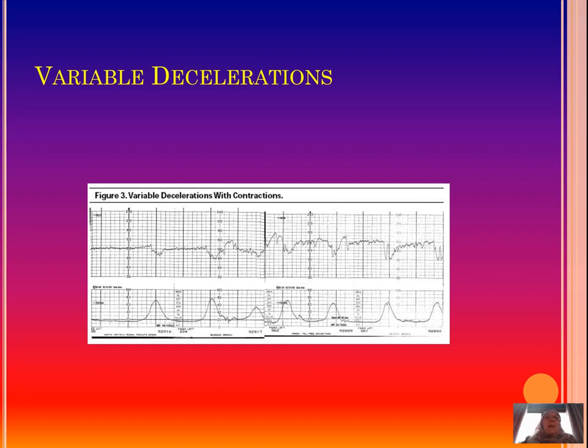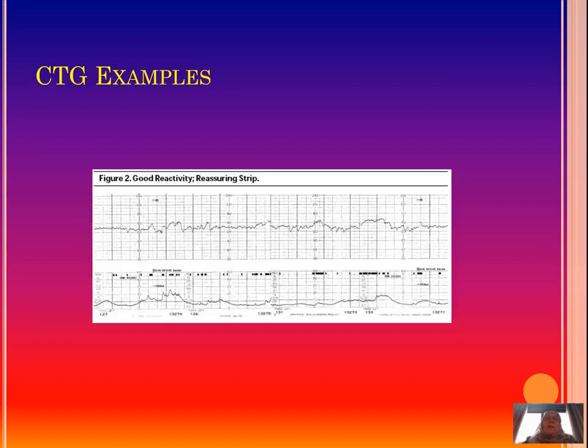But this is a picture. Here you can see variable decelerations. They are not really showing a very good pattern along with the contractions, but they happen here and there. And you can see also the feature of the little shouldering in front of every one of the decelerations.